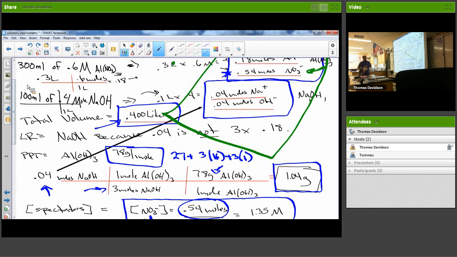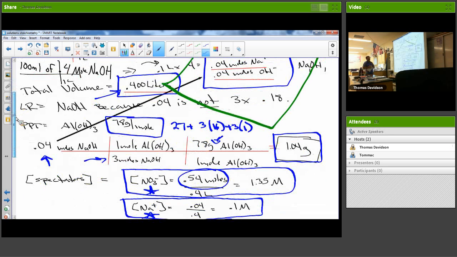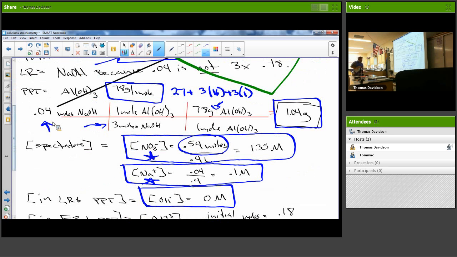That's why I ask you for these. I ask you the questions in order, and you'll almost always use something later from the answer you just had to find. So I took that 0.54, I put it over my new volume, and I got 1.35 capital M's. How many had the NO3 was 1.35? Raise your hands. Okay, that's the majority. No, Jack, you're out now. You had it eventually. All right.